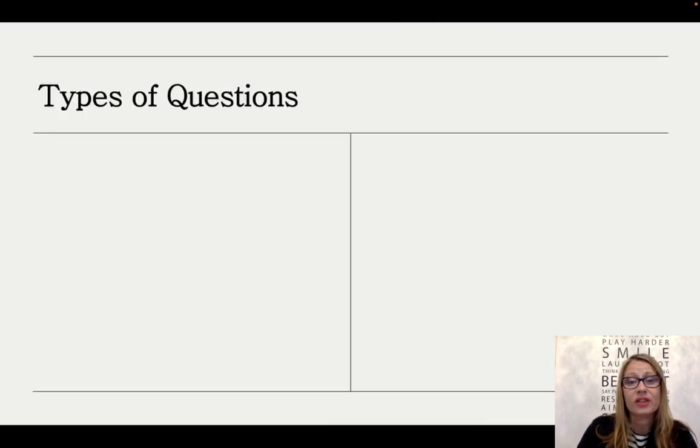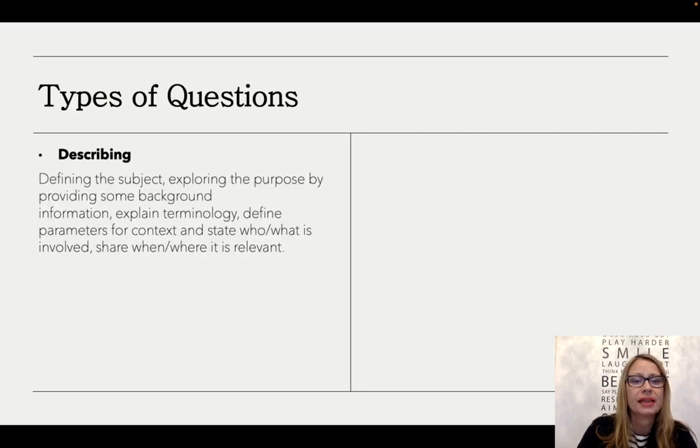There are a range of different questions, and we're going to go for three. The first type of questions are describing questions. This is quite low level in thinking skills, but really important to set the scene. Here you're defining the subject, exploring the purpose by providing some background information. You might explain some terminology, for example, define the parameters for the context you're writing about, and state who or what is involved and perhaps when or where it's relevant.